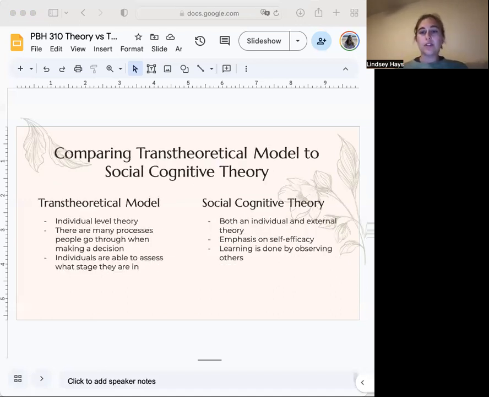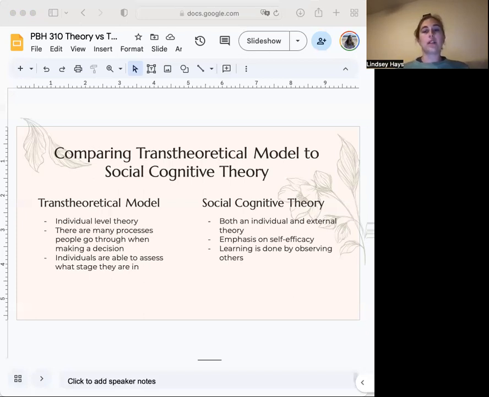And then comparing the two, the transtheoretical model is more of an individual level theory, while social cognitive takes into account both individual and external factors. So in the transtheoretical model, all of those phases that you go through are all internal, they all have to do with you. Whereas social cognitive theory, it's not necessarily as much of a straight line decision that you would see in the transtheoretical model.